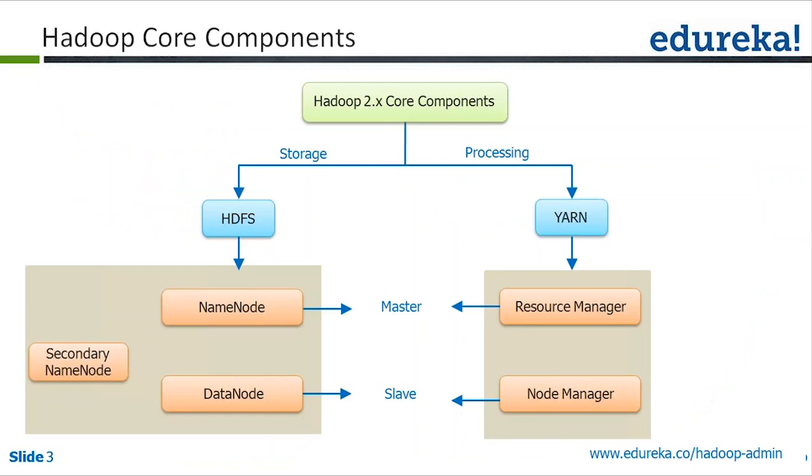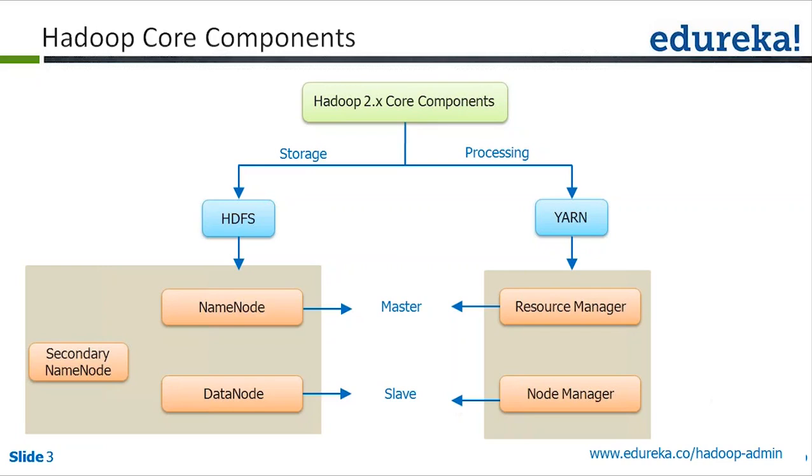What is Hadoop administration all about? So, Hadoop 2.x core components. When we talk about Hadoop, Hadoop is a distributed framework where there are two major components. One is the distributed file system, which is the storage architecture of Hadoop that provides all the block level storage and replication factors. The processing part comes with Yet Another Resource Negotiator, or YARN.